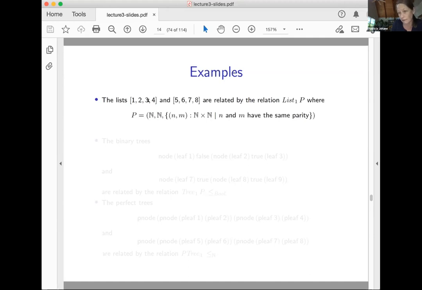So these two lists are related by list P for this particular P, right? Because they have the same length, so they have the same shape. And 1 and 5 have the same parity, 2 and 6 have the same parity, 3 and 7, 4 and 8. Again, I'm not trying to suggest that this is a surprising definition. It's probably exactly what you would write down if someone just walked up to you on the street and said, what should it mean for two lists to be related? Or another way to ask that question would be, how does the relational interpretation of list convert a relation into a new relation? And probably you would say exactly this.